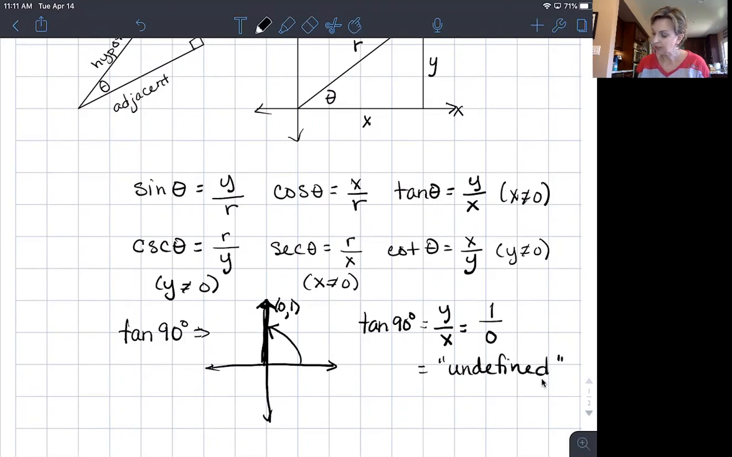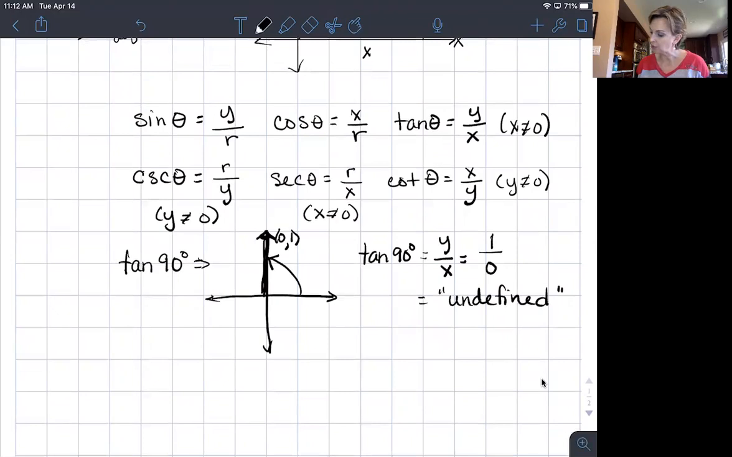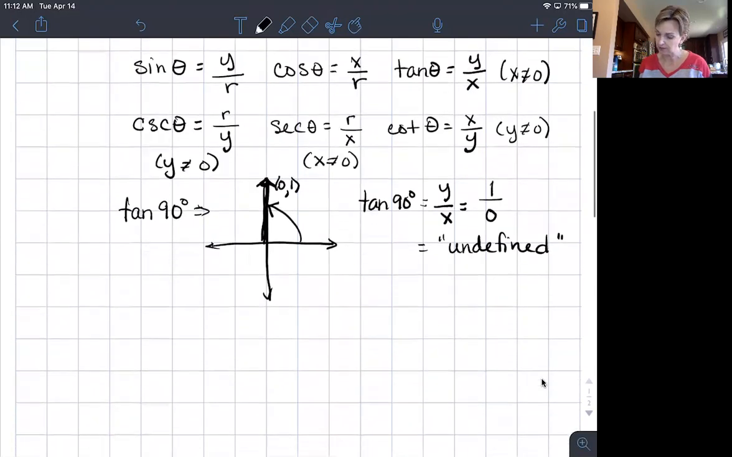Okay, so these undefined trig functions occur at the 90-degree marks. So 90 degrees, 180 degrees, 270 degrees, 0 or 360 degrees, is where these are going to occur. So you need to watch out for those at the 90-degree marks, that you could get an undefined trig function at those spots.